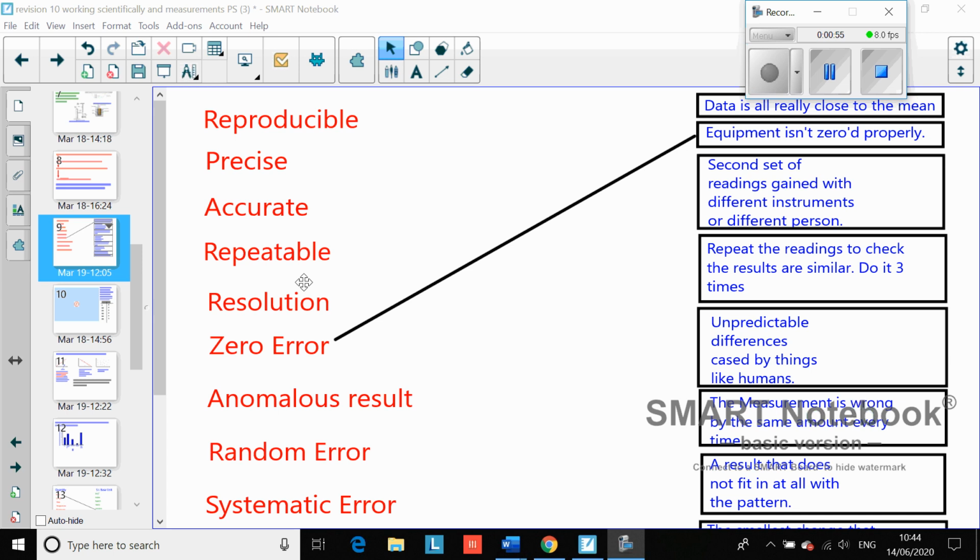The first one has been done for you. So, for example, a zero error is when your equipment isn't zeroed properly. So what that might mean is if, for example, you're weighing something on a set of scales, and before you've even put anything on it, it reads, say, 10 grams. What that means is it hasn't zeroed properly. So what could we do about that?